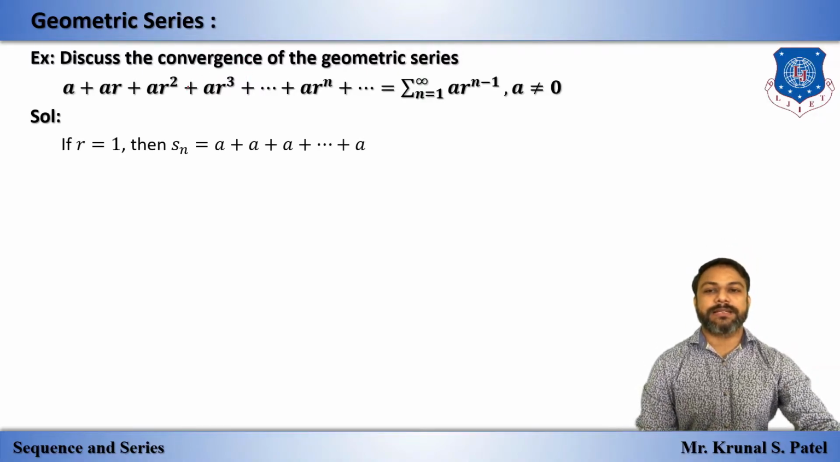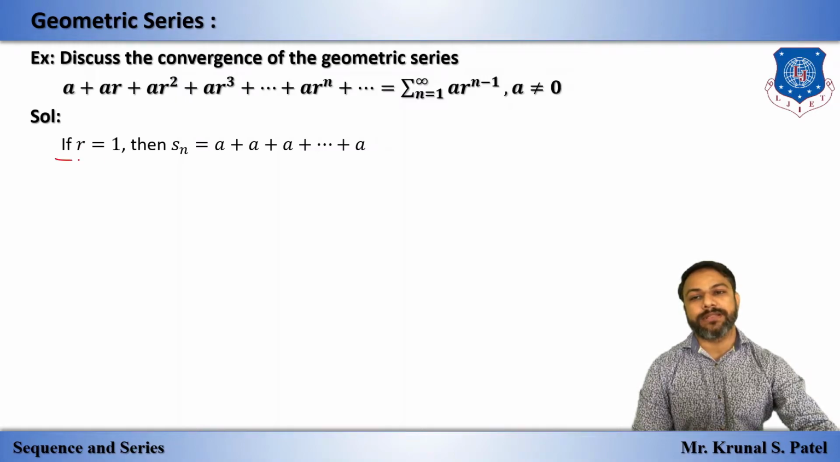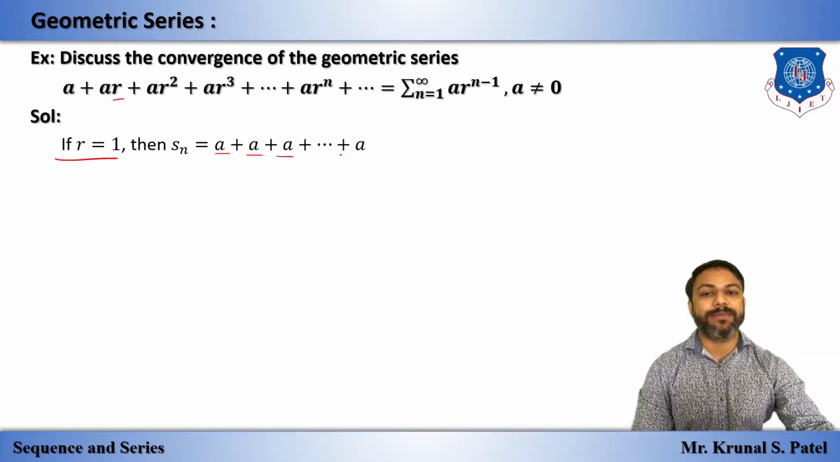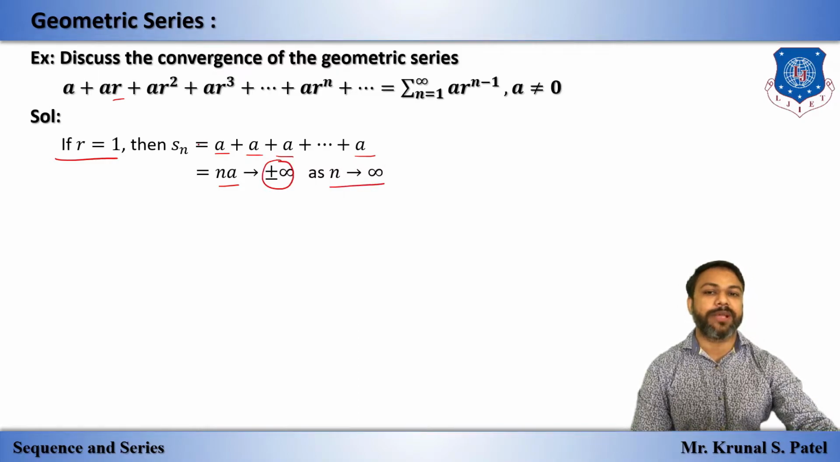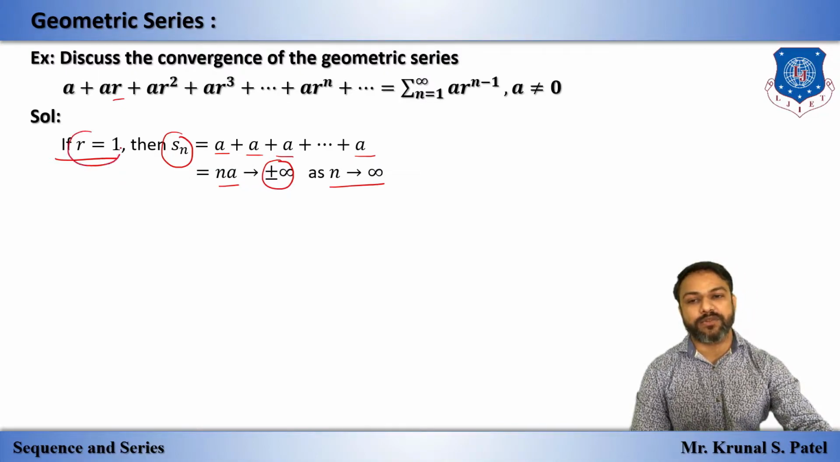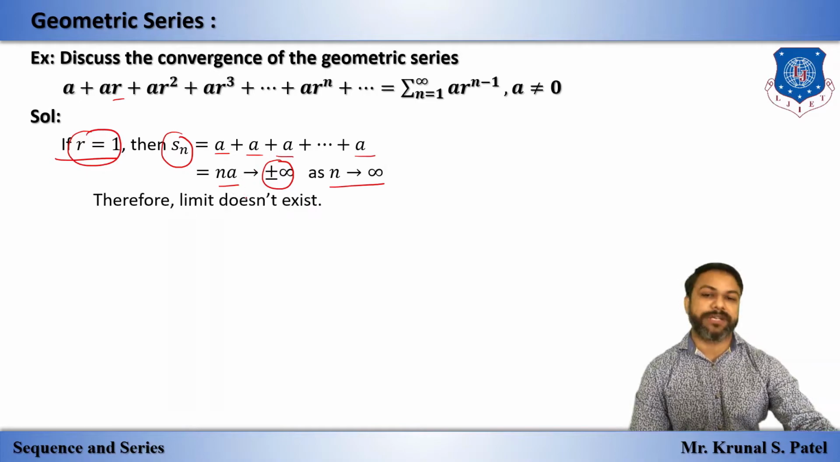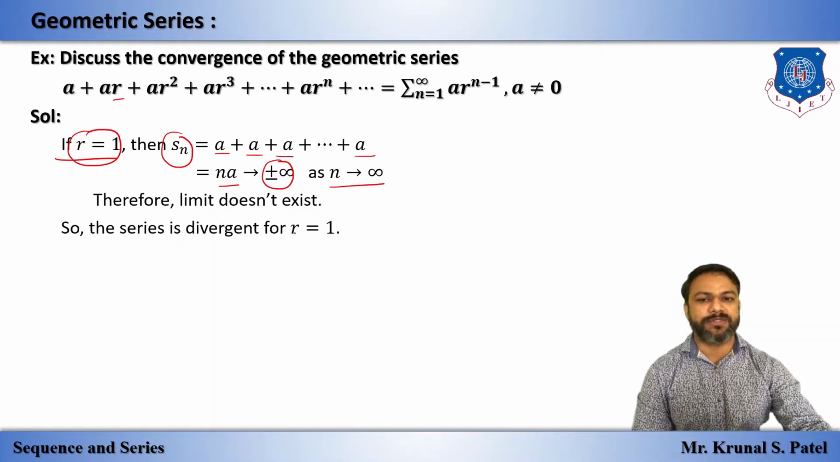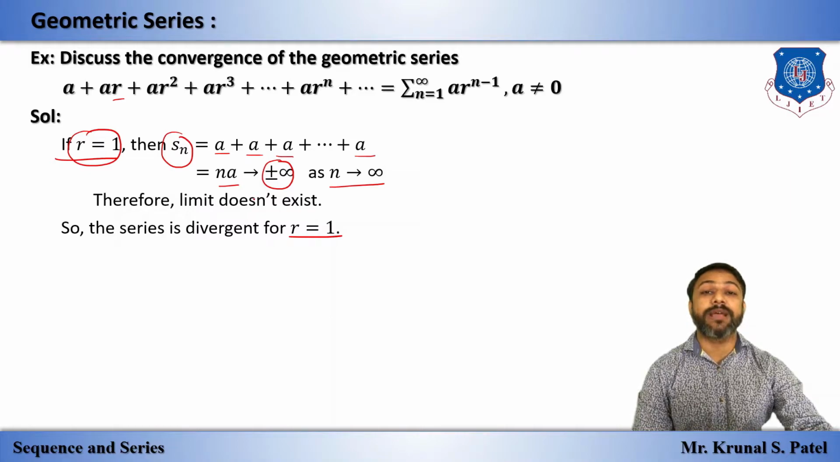So let's start. If r is equal to 1, that means the common ratio is 1, then Sn is a plus a plus a up to the nth term, that means n times a, so n a. And this tends to infinity as n tends to infinity. That means if we apply the limit on Sn, we get infinity. So for r equal to 1, the limit does not exist and the series is divergent. We applied the logic of previous lectures, the partial sum of the first n terms.